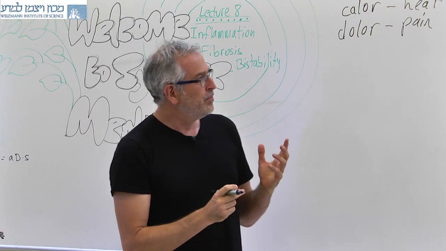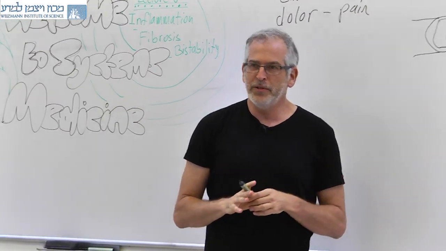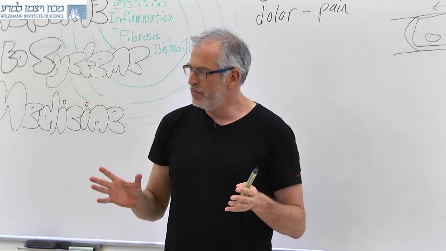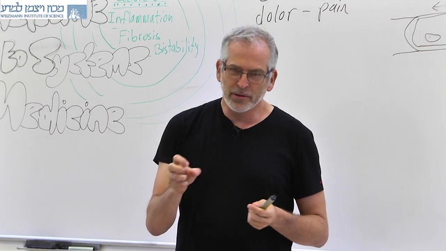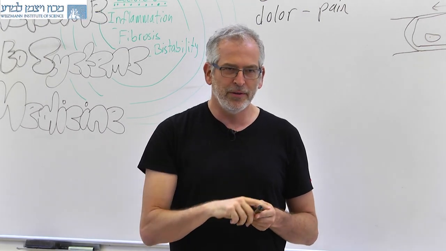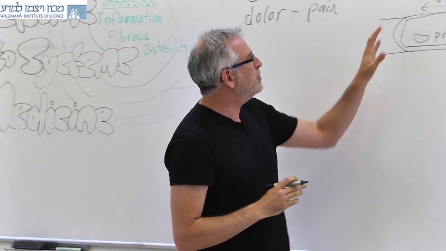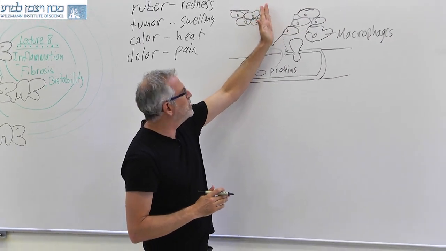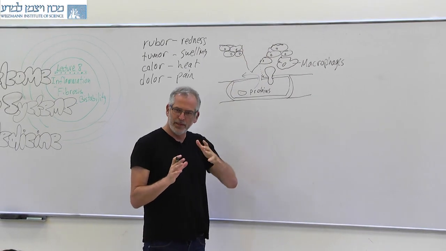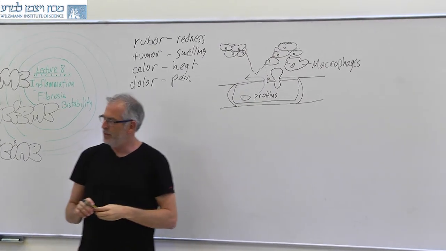So that's antibacterial defense, and also maybe these macrophages. Macro is big, phages eat. So these are big eating cells. They can also eat particles and any toxins you have in there and stuff like that. And the other side wants to also quickly seal this up.